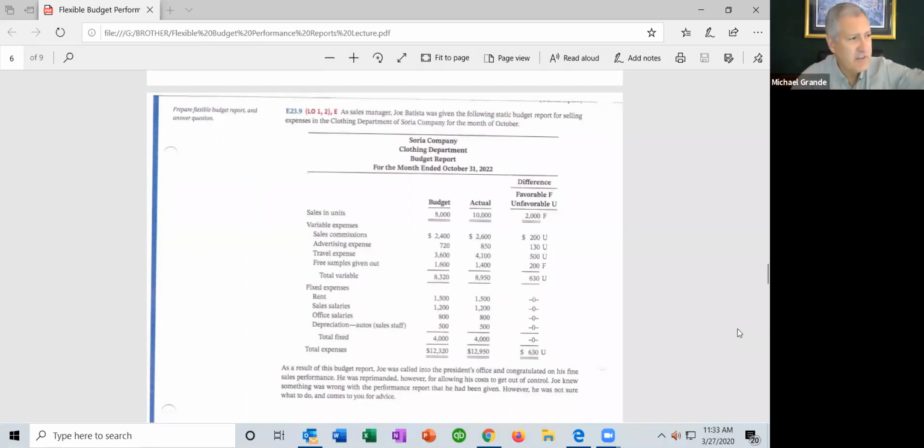So again, this is a static budget report. What does that mean? It means these budget numbers here were prepared at an estimated level of activity. The estimated level of activity was 8,000 units. The actual level of activity, 10,000 units. They sold 2,000 units more than they had estimated.